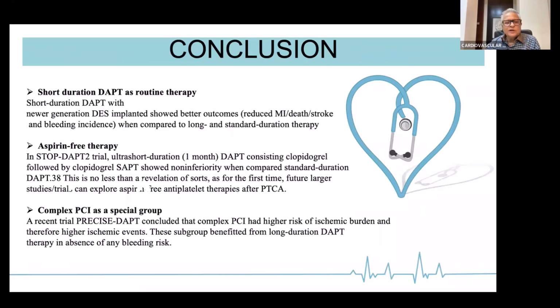So in conclusion, short duration of DAPT as a routine therapy is absolutely no problem in patients with high bleeding risk. And it can be ultra short, 1 month. The current angle of aspirin-free therapy using only clopidogrel or one of the P2Y12 inhibitor drugs seems a good approach. And aspirin monotherapy against clopidogrel monotherapy has been tried and seems to be safe and effective.